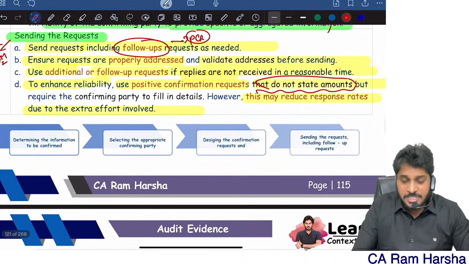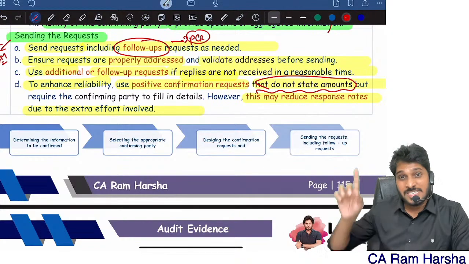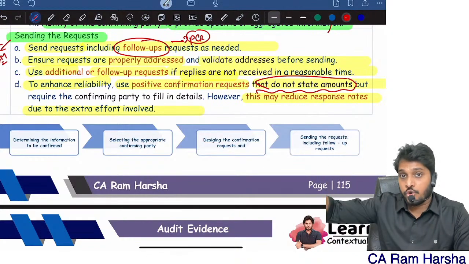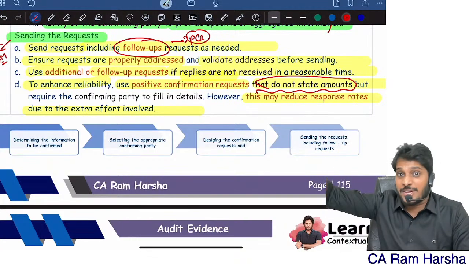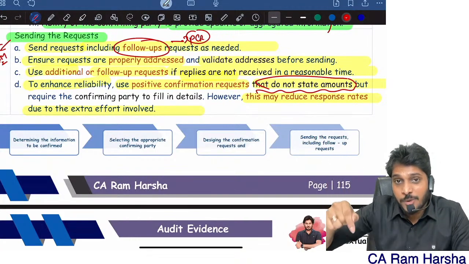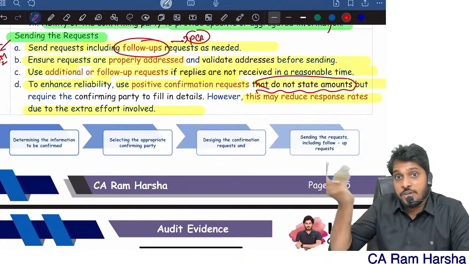Generally the best way to send a confirmation request is, sir, we are the auditor. As on 31st March in our books of accounts, there is a liability for you that we need to pay some amount to you. Blank amount, put a blank. Please fill the amount that we have to pay as per your records. Third parties may not respond for these kinds of requests. This layout and presentation is not acceptable for third parties because they need to put the amount.